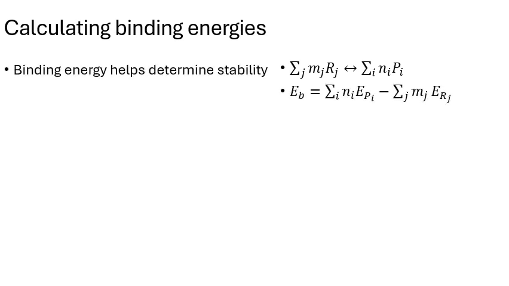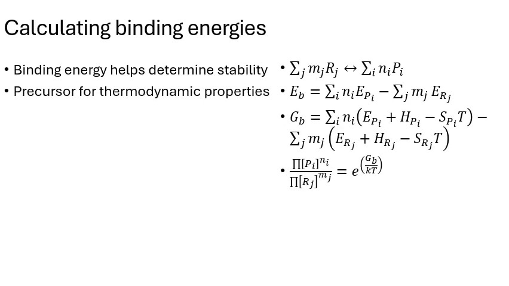So let's start by explaining a little bit about binding energies. Let's assume that we have a chemical reaction taking reactants and going to products with the stoichiometries M for the reactants and N for the products. The binding energy is a determination essentially of the stability, and it can be calculated as the sum of the energy of the products minus the sum of the energies of the reactants times their stoichiometries.